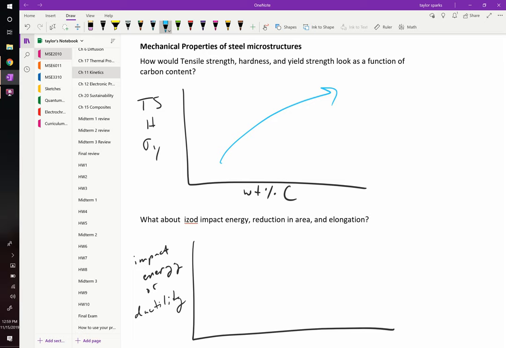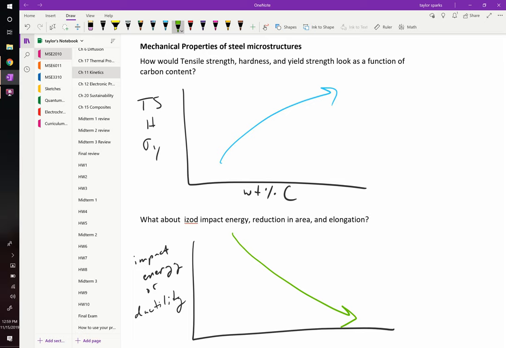And what you pay for, on the other hand, is that you lose impact energy and ductility. They're going to have an inverse trend. So the amount of energy that can be absorbed when it fractures is going to really fall off with more and more carbon, meaning it becomes more brittle, right? Or in other words, the maximum ductility, or the reduction in area that you can achieve prior to fracture, also falls off if you add more of these things.